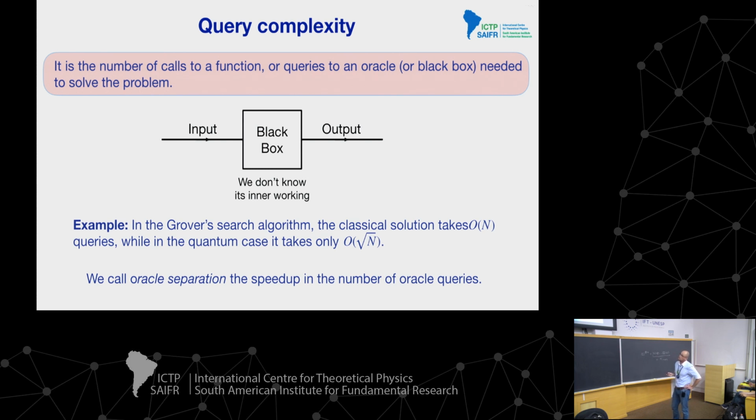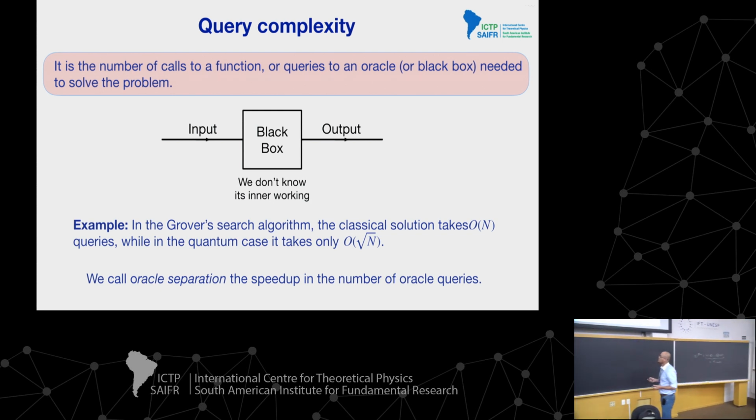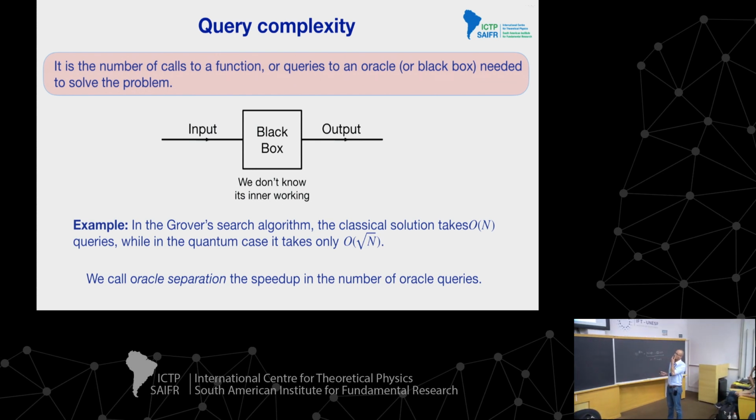So, query complexity. Query complexity means the number of calls to a function, how many times we consult the black box, okay? And depending on the problem, it's sometimes necessary, for instance, as in the Grover search algorithm, to consult the square root of N. In this case, N is the dimension of the Hilbert space. However, in the classical case, you need a greater number of queries to the oracle, linear in the Hilbert space dimension. Observe that there are different numbers of queries. So we call this kind of separation oracle separation. And this is basically the speedup in this kind of problem: the number of times you call the oracle, right?